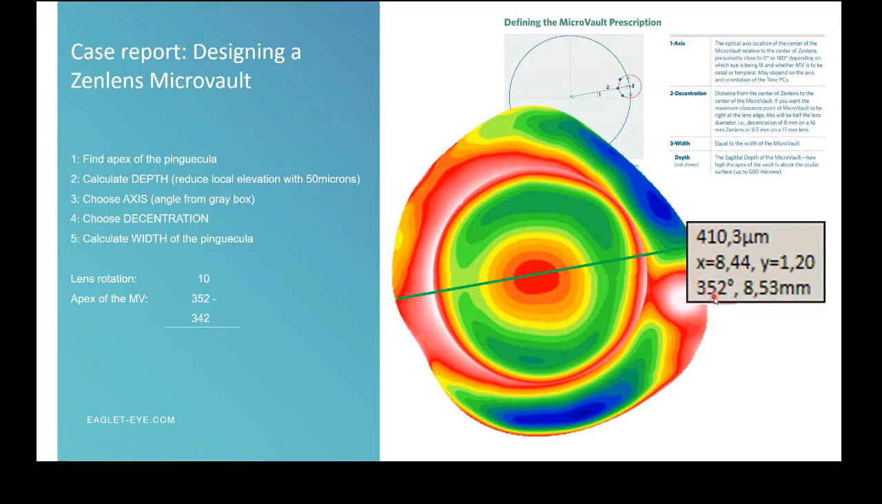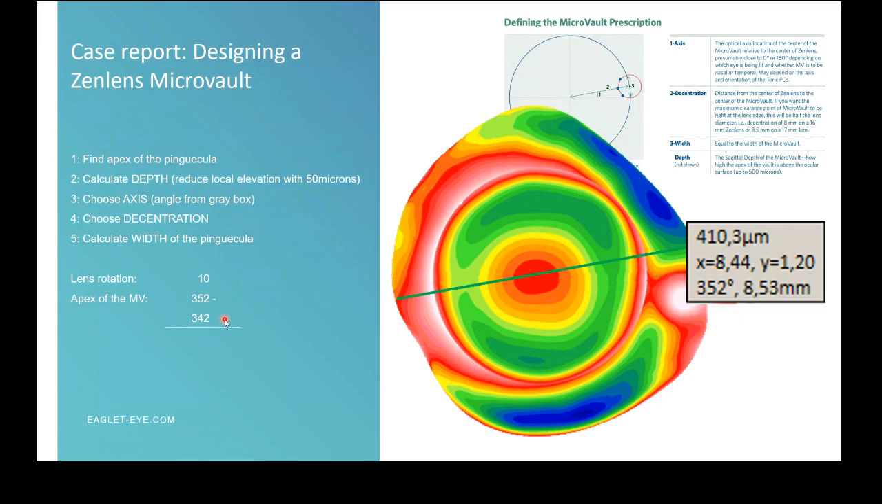We have to start with the, let me see, it's changed. We start with the axis. The axis is given here, 352 angle. So that's the angle compared to the horizontal meridian going here. In this example, I say that the rotation of the lens is 10 degrees. With this simple calculation, you know what axis you have to order for a microvolt.